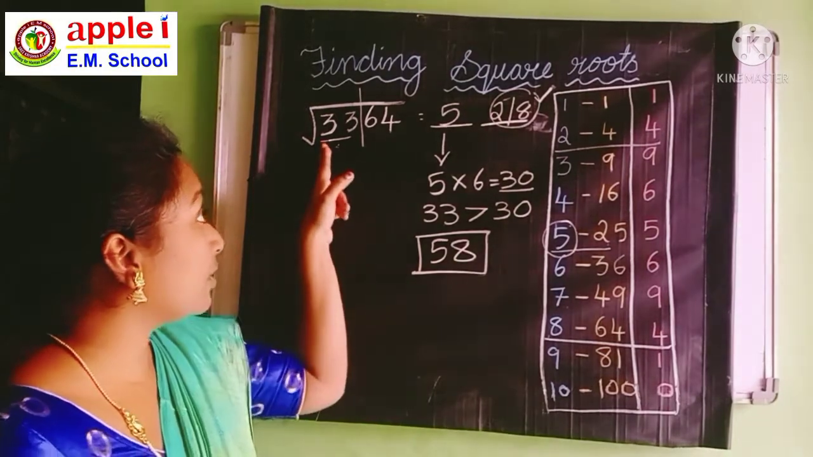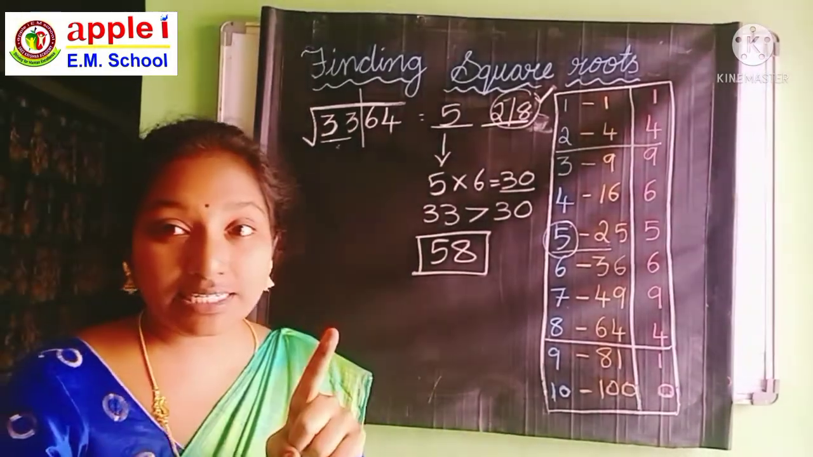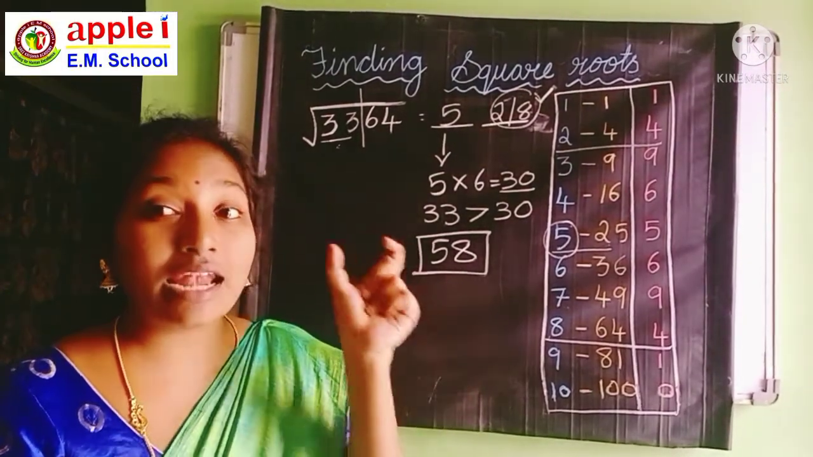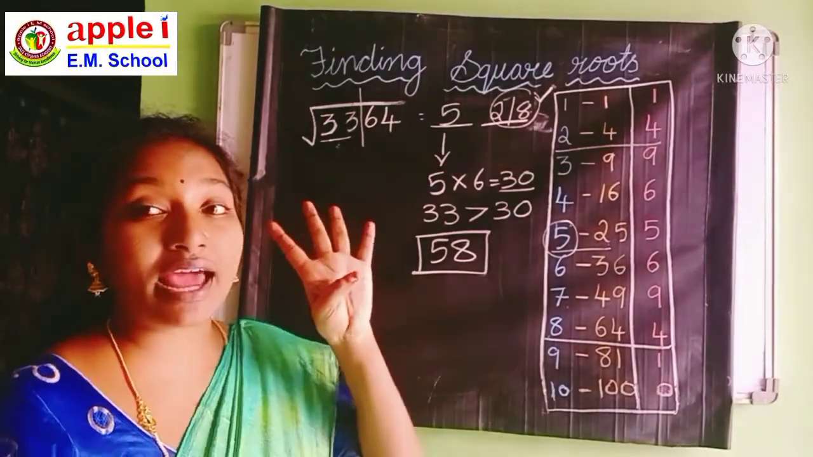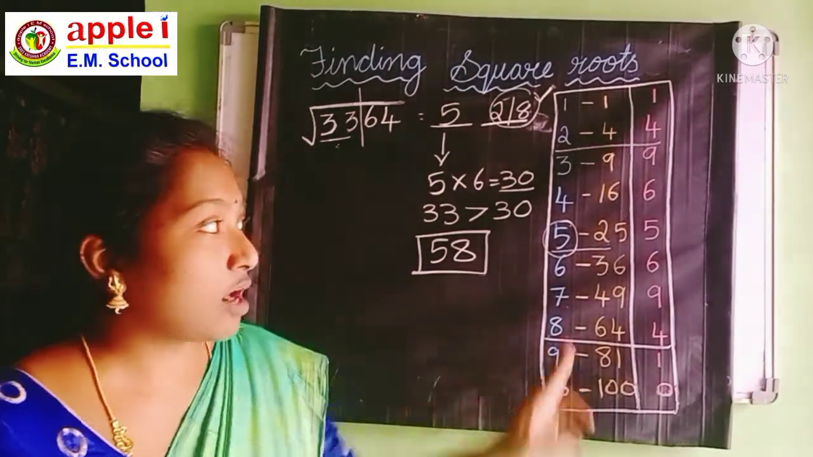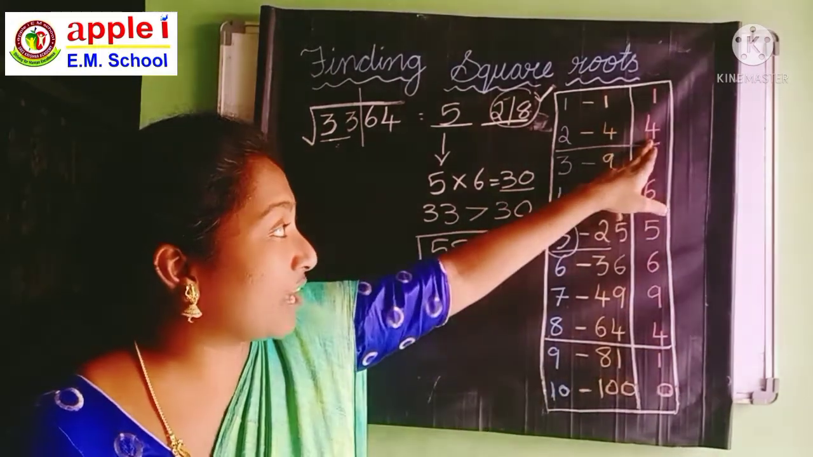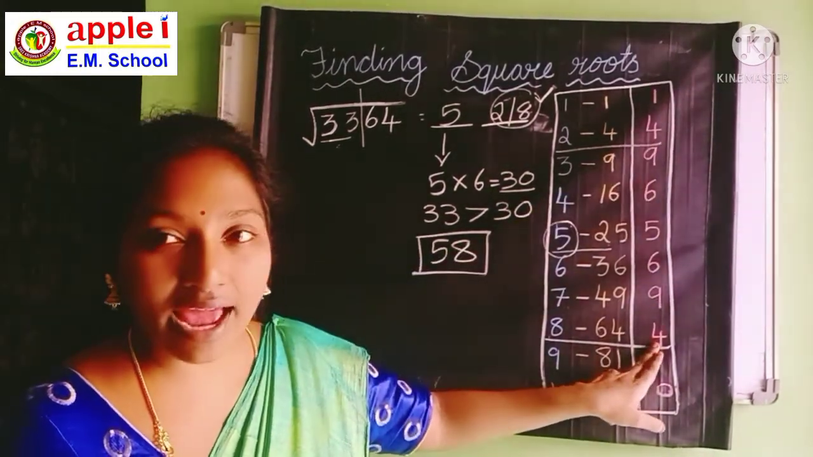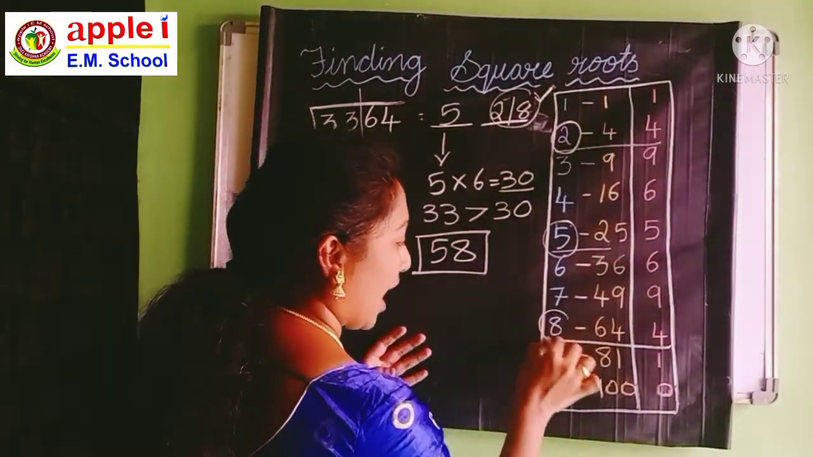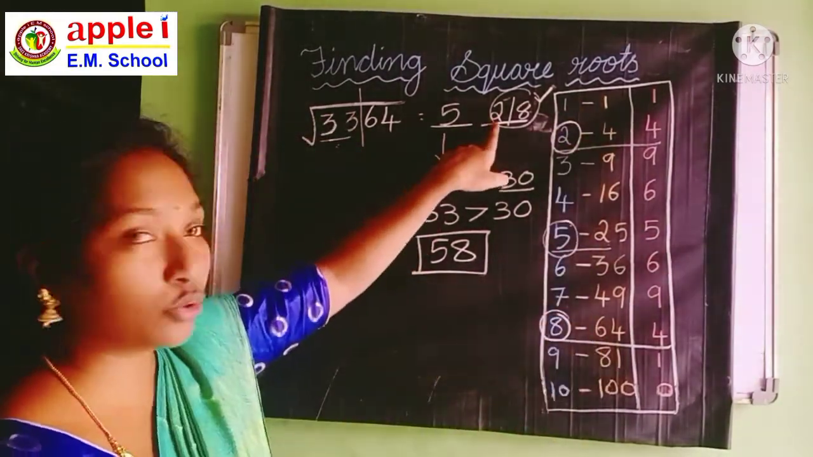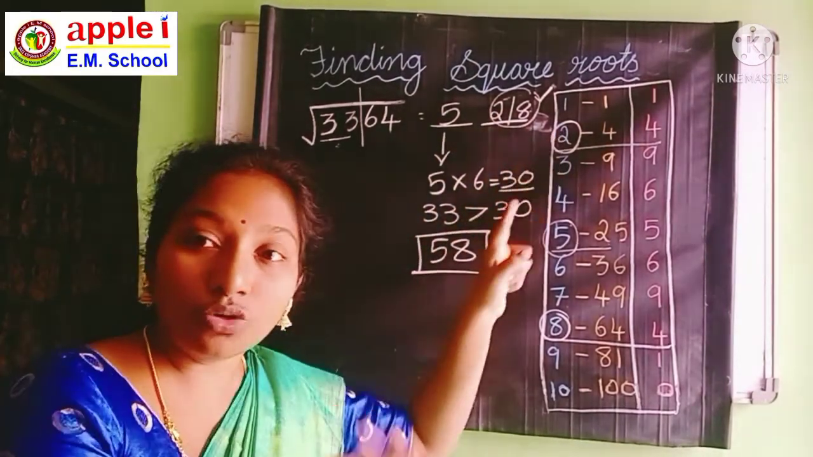Once again, I am telling you. See, the square root of 3364. The first step is to see the last digit, the units place. What is here? Here we have 4. Now we have to check in this table. Here we have 4. Take the corresponding numbers 2 and 8. So write 2 or 8. The units place will be either 2 or 8.